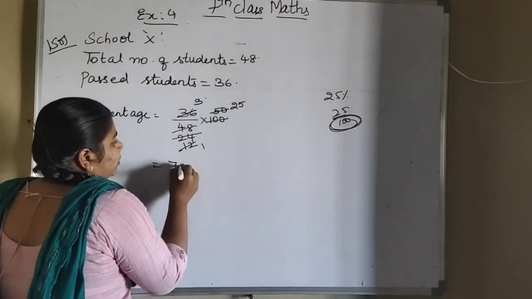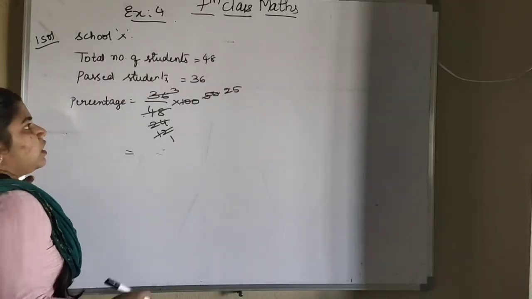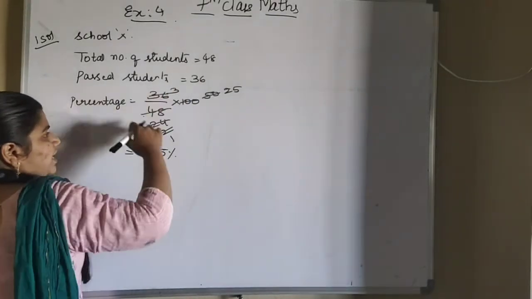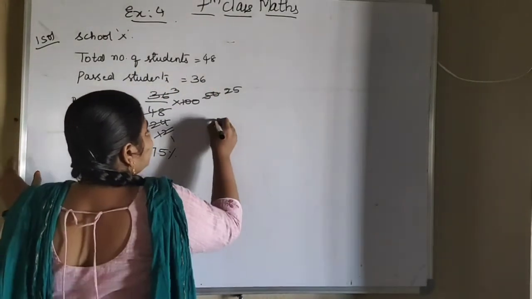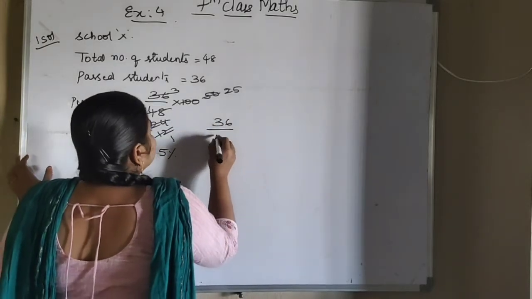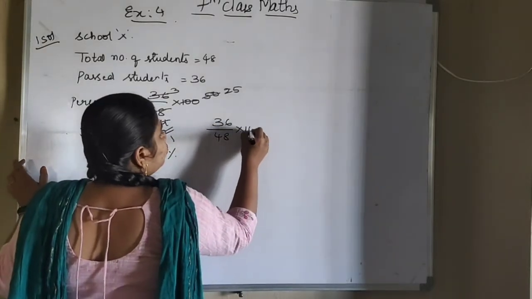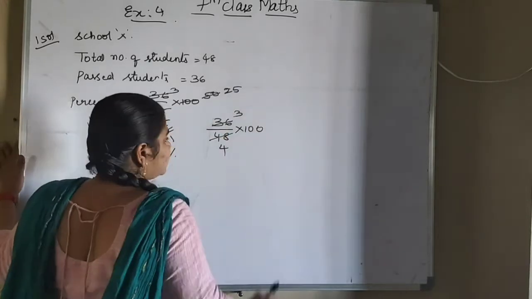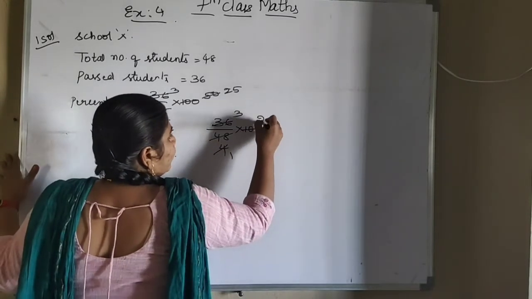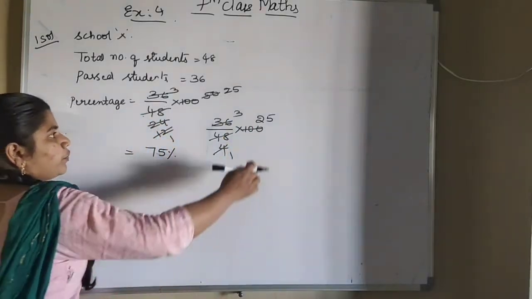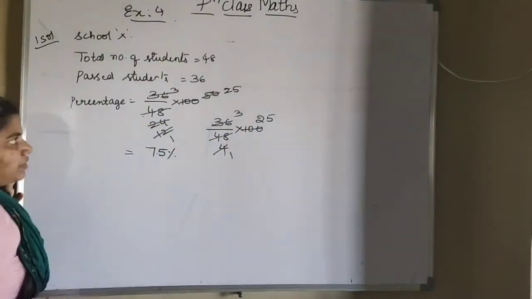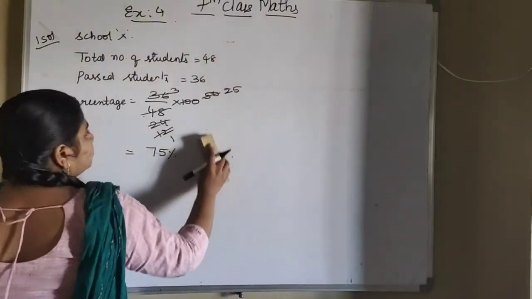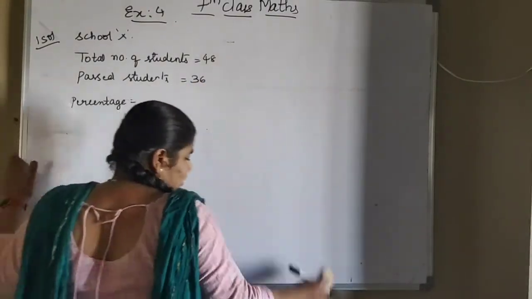So how much will it be? 25 threes are 75%. This cancellation you can do directly with the 12 table also. That is 36 by 48 into 100. 12 fours are 48, 12 threes are 36, 4 ones are 4, 25 fours are 100. So 25 threes are again 75. So you can do it in any method. So directly I am doing it here. Again I am doing this cancellation.